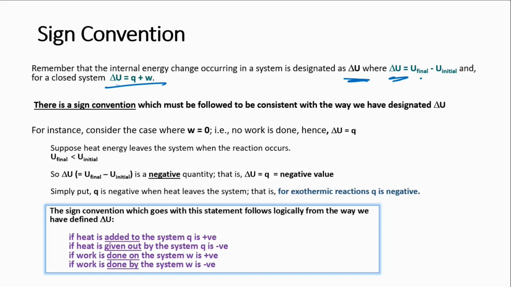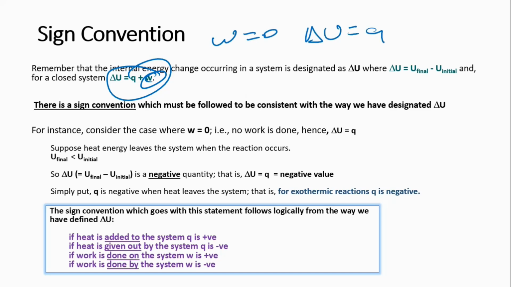Now, for instance, let's consider a case where work is 0. Here's the formula. What if work is 0? If W is equal to 0, then clearly delta U is equal to just Q. That is what is going on here. Now, suppose heat energy leaves the system when the reaction occurs. Think about it. If heat energy leaves the system when the reaction occurs, then there will be a decrease in the internal energy.